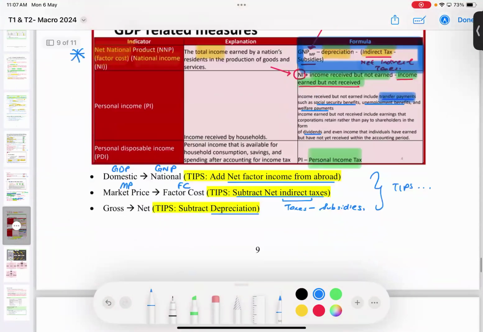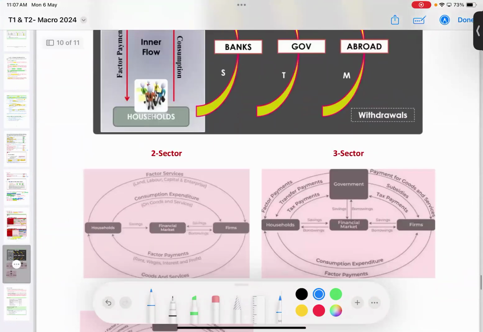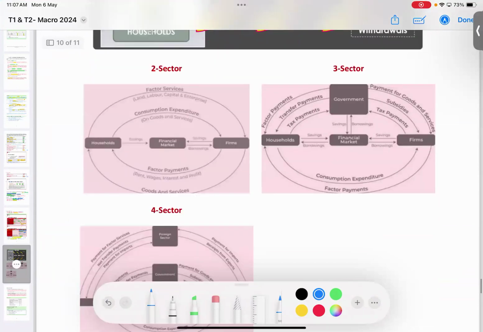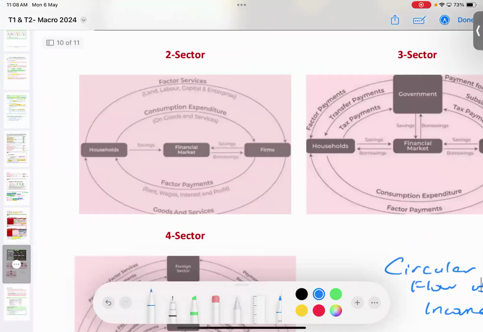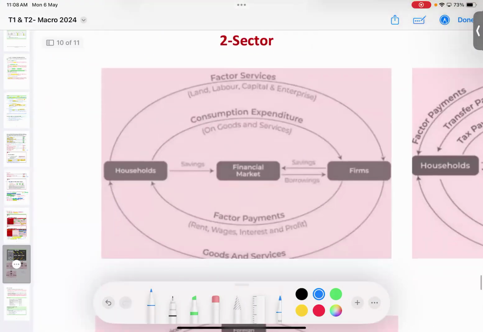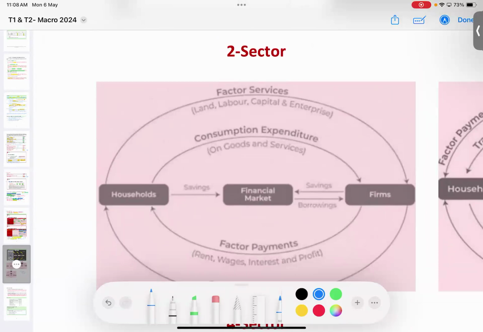Okay. Let's look into the circular flow of income. This part over here is what we call the circular flow of income. Now, last time in micro, you learned the two sector. Let's zoom in on the two sector here. We look into the flow of income between household and the firms.